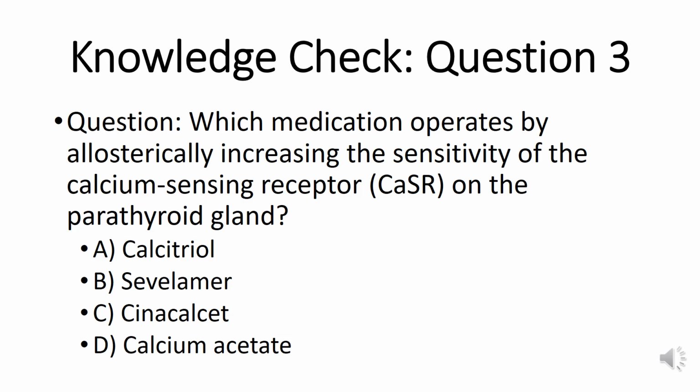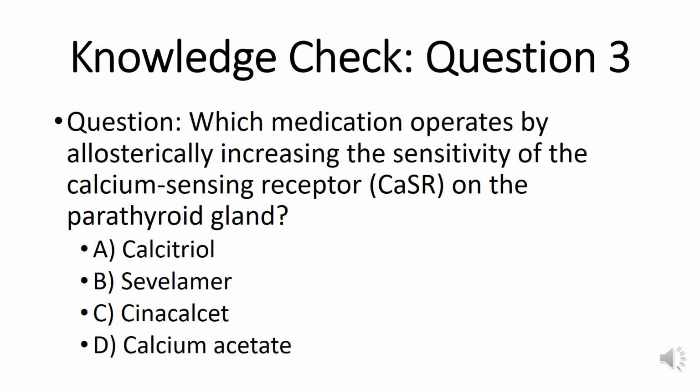Calcium acetate is another phosphate binder. In addition to binding phosphate, it provides supplemental calcium. However, it does not directly modify receptor sensitivity on the parathyroid gland. A simple way to remember this concept is that cinacalcet tricks the parathyroid gland into believing calcium levels are higher than they really are. This mechanism reduces excessive parathyroid hormone secretion and helps protect against the bone disease associated with chronic kidney disease, mineral and bone disorder.